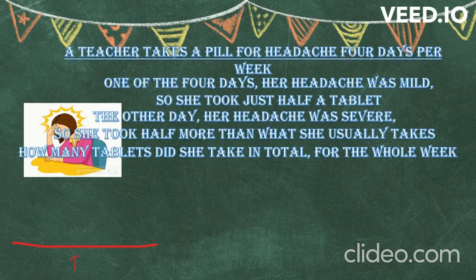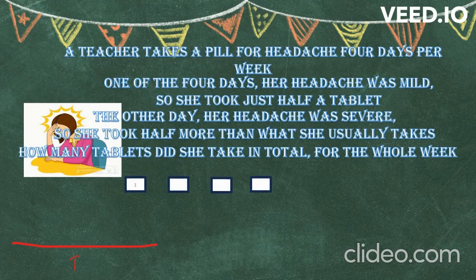Teacher takes pill for headache 4 days a week. We have 4 days here: 1 day, 2nd day, 3rd day, 4th day. This is what she usually takes. But one of the 4 days, her headache was mild. So she took half the tablet. So instead of one, she took half here. The other day it was severe. So she took 1.5. That is half more than the usual one. That is 1.5, 3 by 2. So total 1 plus 1 plus 3 by 2 plus half is 4. She took 4 tablets.